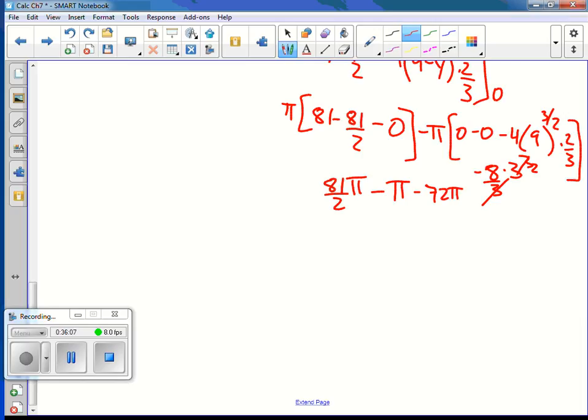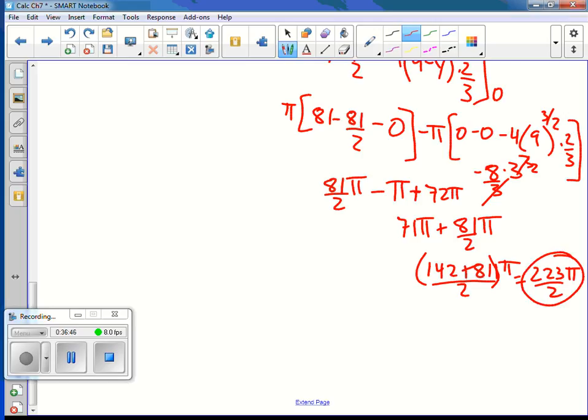72 pi. But then again, this negative times this negative turns into positive. And so whatever that thing is, oh wait, we can combine this. This gives us 71 pi, right, plus 81/2 pi. And then, of course, if you really want to combine like terms, multiply this out by 2, and that gives you 142 plus 81, all times pi over 2, which gives us 223 pi over 2.